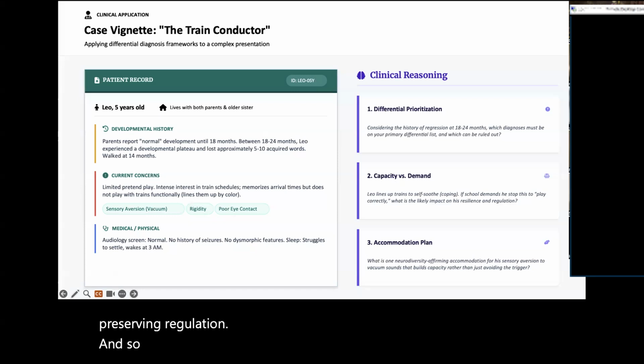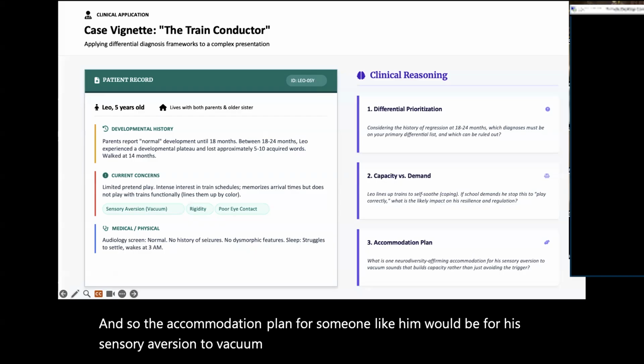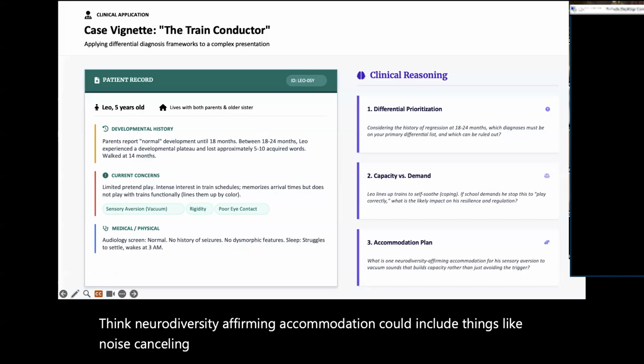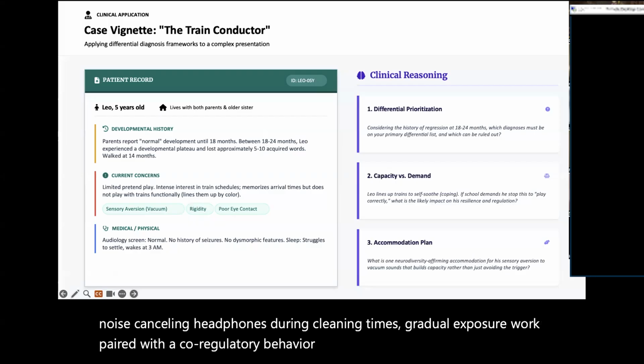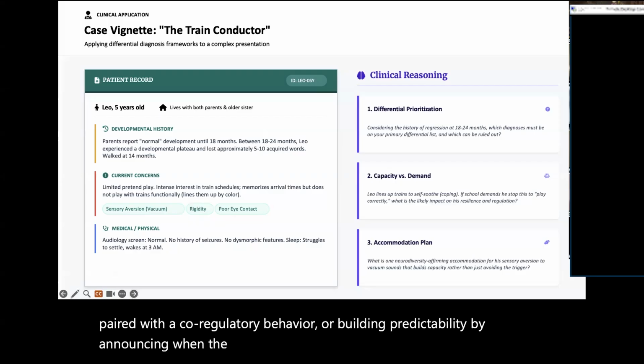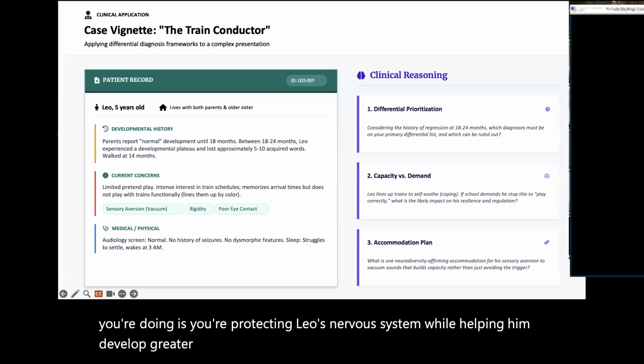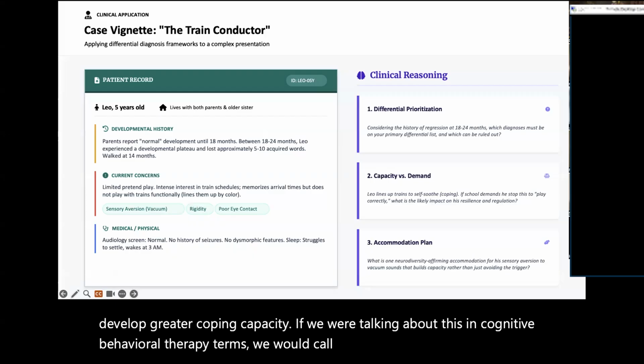And so the accommodation plan for someone like him would be, for his sensory aversion to vacuum noise, think beyond avoidance. Think neurodiversity-affirming accommodation. It could include things like noise-canceling headphones during cleaning times, gradual exposure work paired with a co-regulatory behavior, or building predictability by announcing when the vacuum will turn on. Something like that. So what you're doing is you're protecting Leo's nervous system while helping him develop greater coping capacity. If we were talking about this in cognitive behavioral therapy terms, we would call this systematic desensitization.